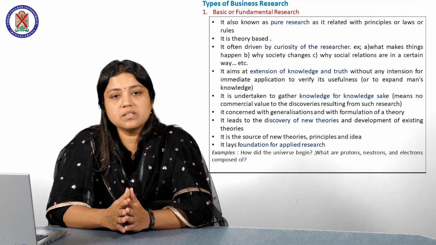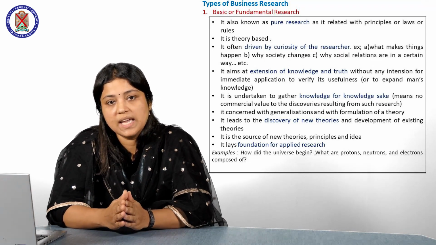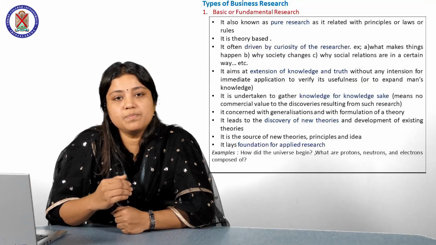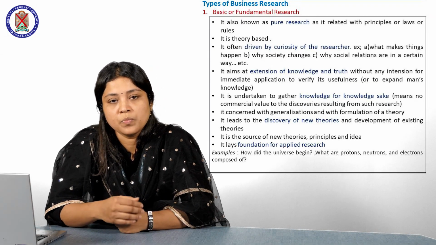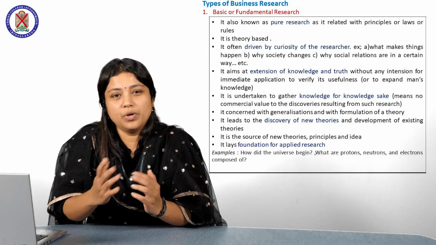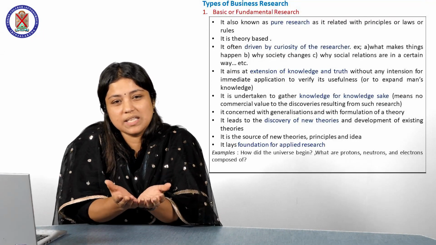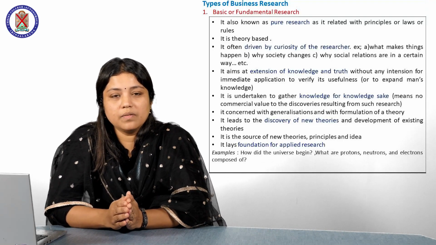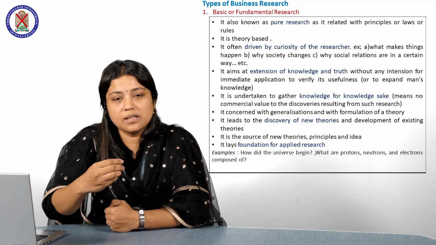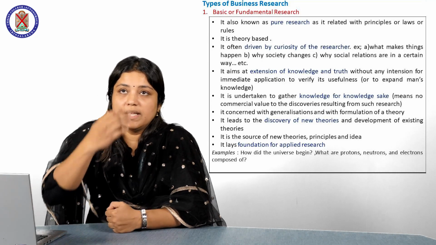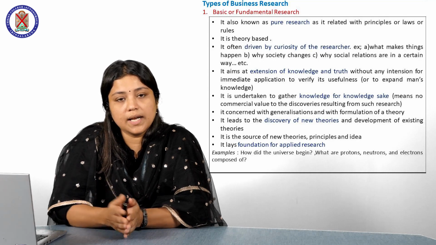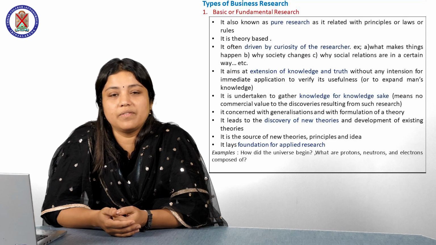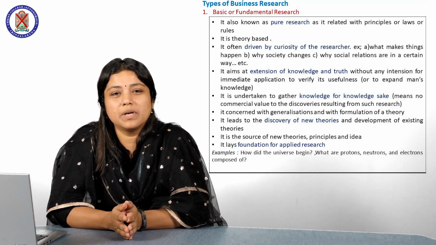The first type of business research is pure or fundamental business research. So what is pure or fundamental research? Pure research means it is basic research that a person is doing. For example, when we discussed earlier the Isaac Newton case, why this apple has fallen down, he did an experiment and created a new theory, that is the law of gravity. This is all about pure or fundamental research.